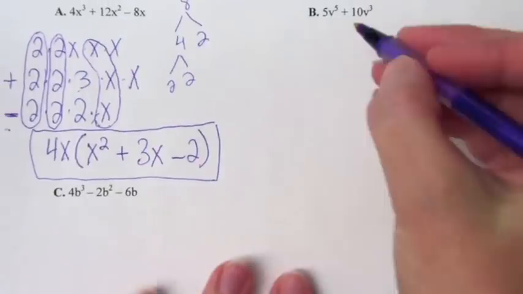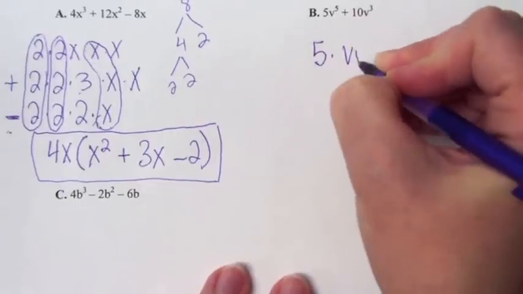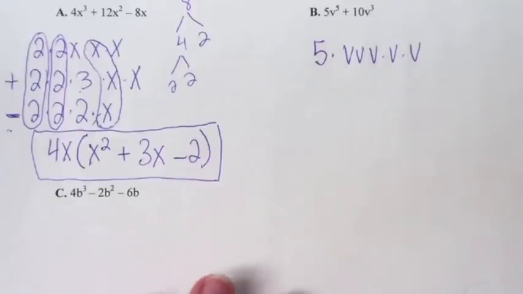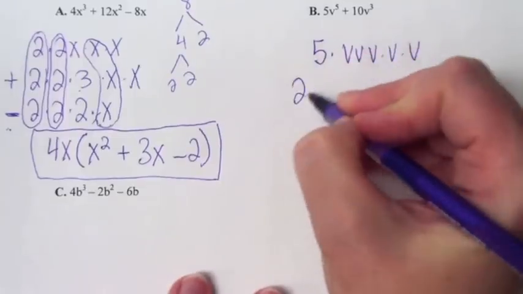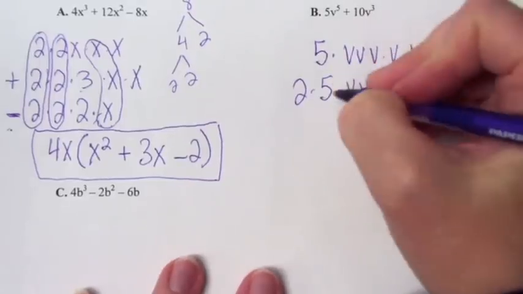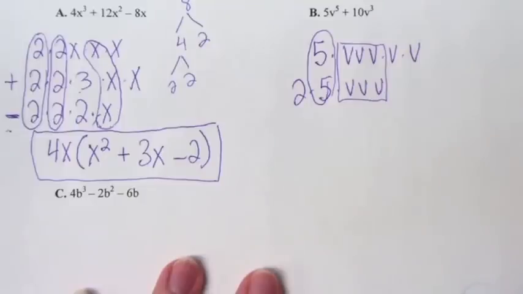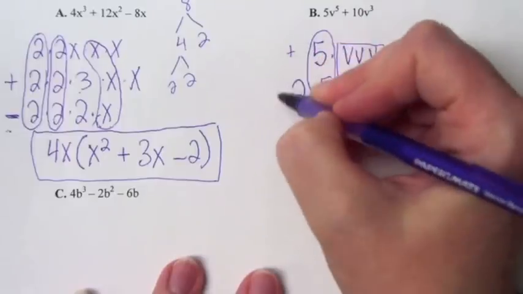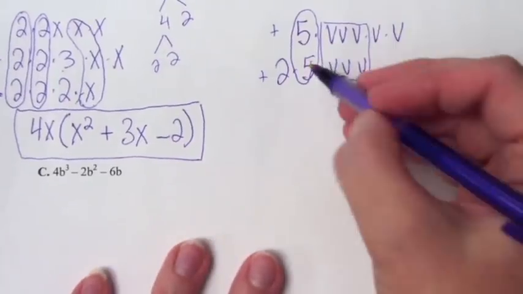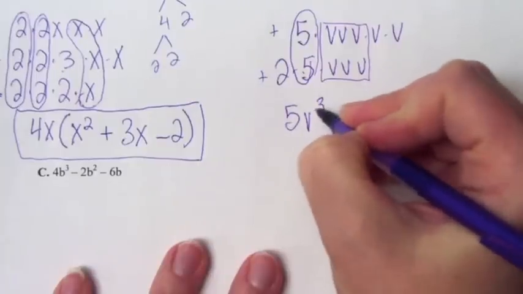Let's do that one. We have 5b to the fifth power. So we have 5 times, and then we have 5b's. b times b times b times b times b. 10 breaks down to 2 times 5, and then we have 3b's. All right, so it looks like we have a 5 in common, and we have 3b's in common. Then I'm going to put my signs out here just so I know what sign to put when I factor. So the greatest common factor is 5b cubed, 5b to the third power.